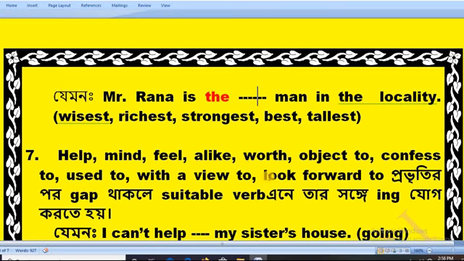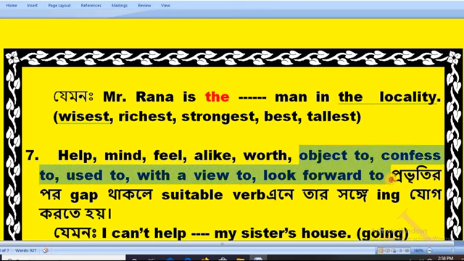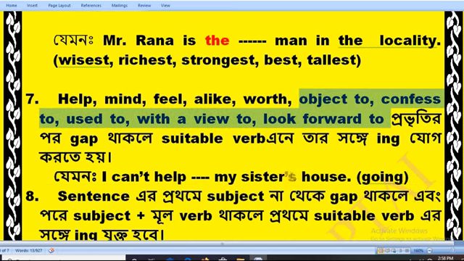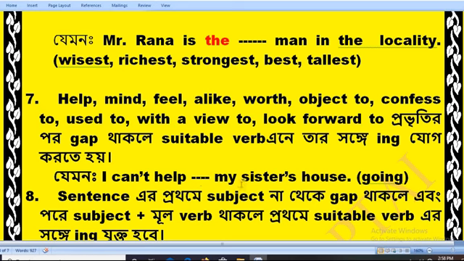I hope you understood. Now, rule 7. Help, object to, confess to, used to, with a view to, look forward to. Look, these are all one kind of prepositional phrase. After a prepositional phrase, you must use verb plus ing. Suppose I can't help doing it. I can't help going to my sister's house, right? After can't or couldn't, if you see help, then the verb will be in the ing form. Okay, this is the rule.